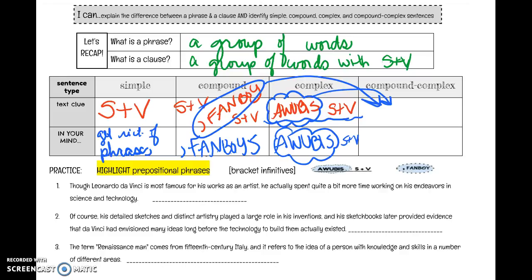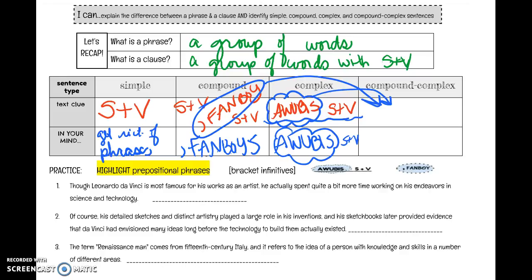And this is what you need to be doing when you do your example sentences on the other side of this paper. Whatever you see me highlight, you should be highlighting. You're doing the process to make sure that you understand the different components within the sentence. Though Leonardo da Vinci is most famous for his work as an artist, he actually spent quite a bit more time working on his endeavors in science and technology.